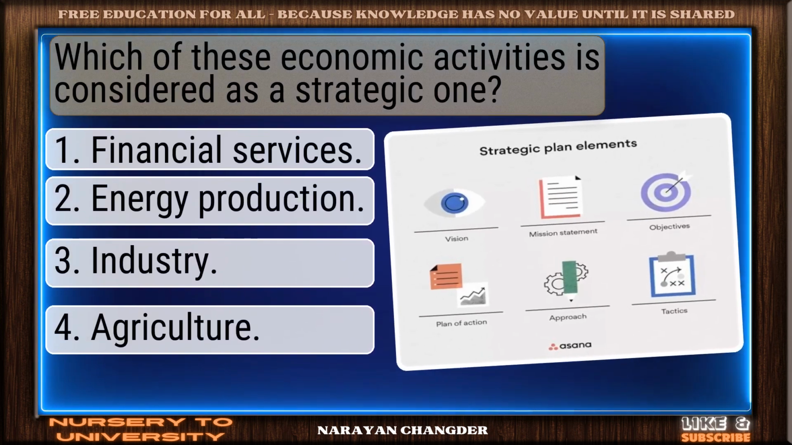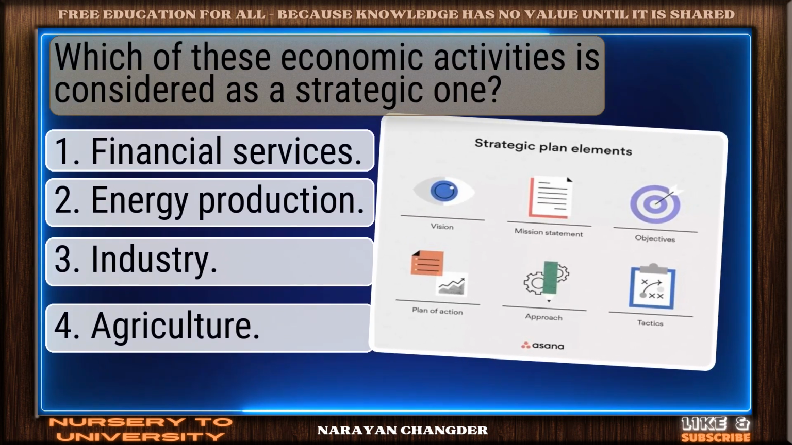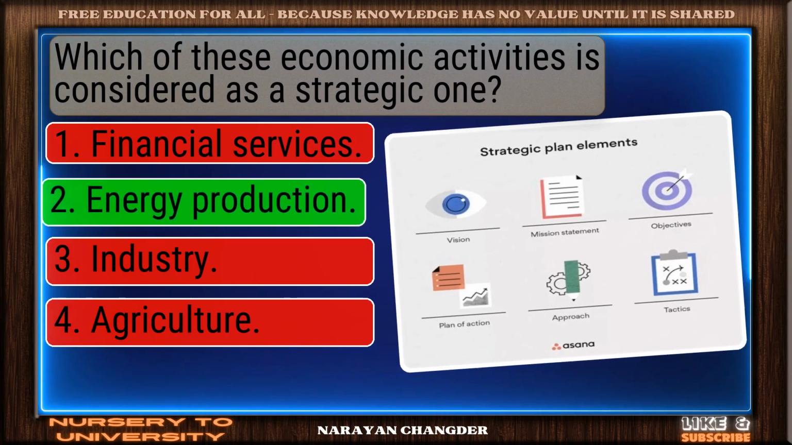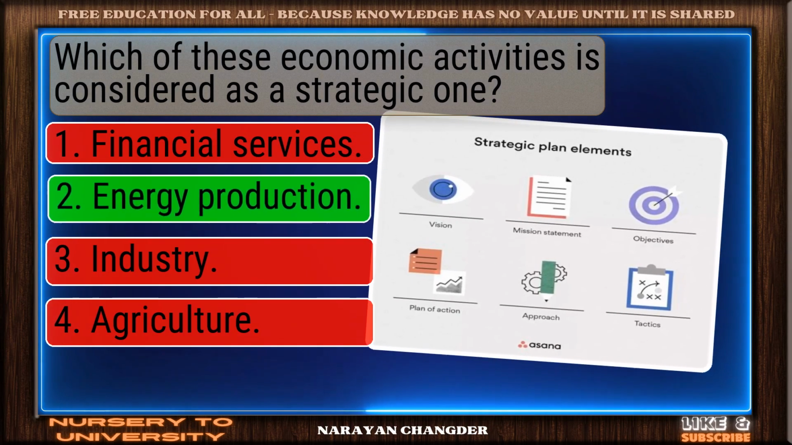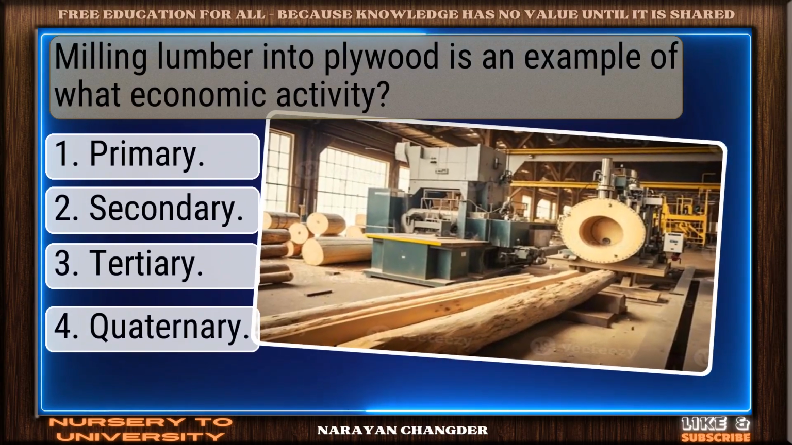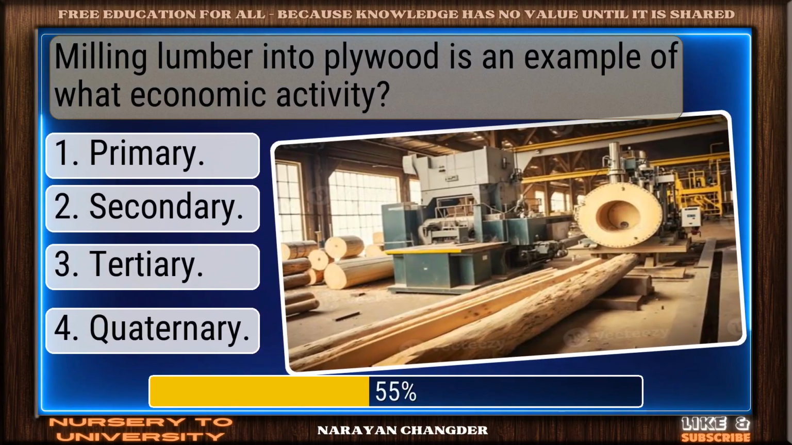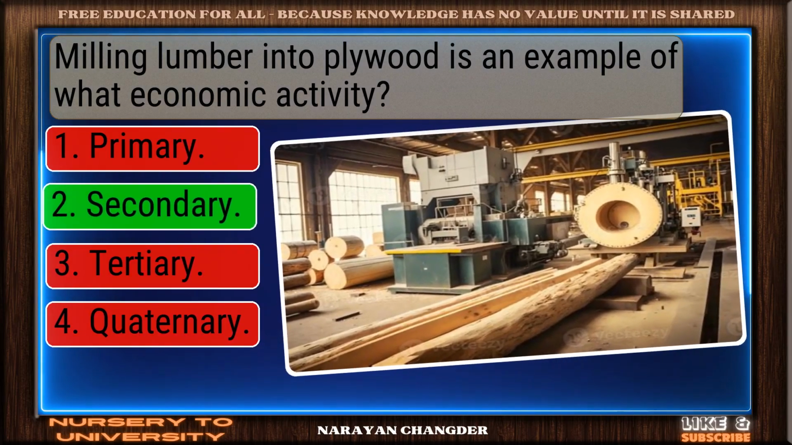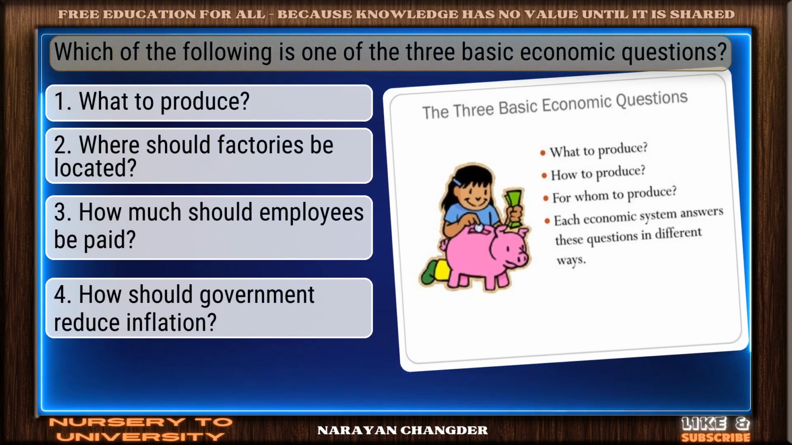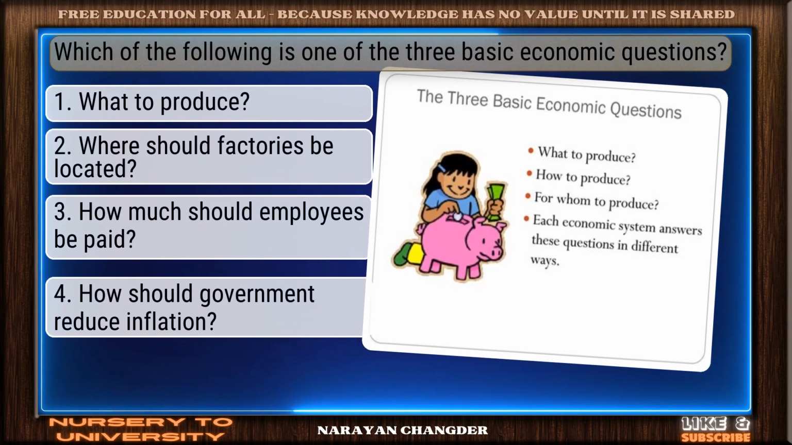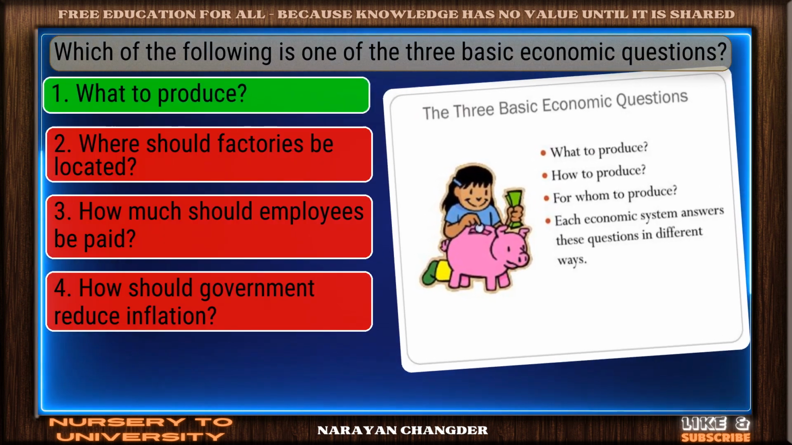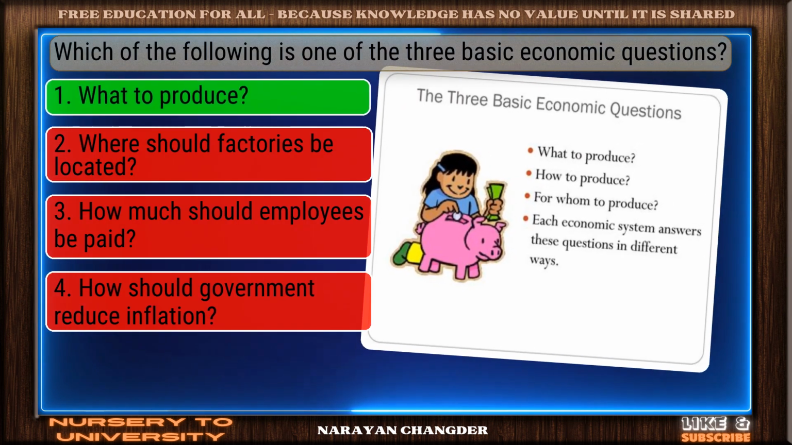Which of these economic activities is considered a strategic one? Smart pick. Energy production is the correct choice. Milling lumber into plywood is an example of what economic activity? Well reasoned. Secondary is the correct choice. Which of the following is one of the three basic economic questions? Sharp thinking. What to produce is the right choice.